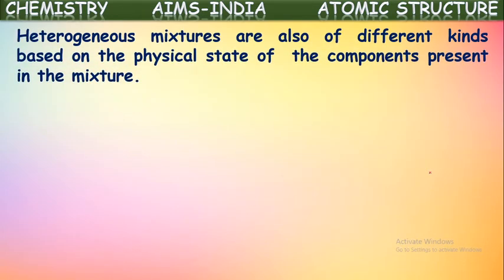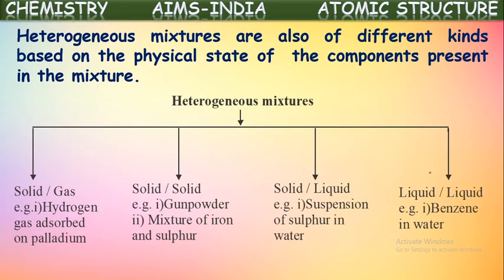Heterogeneous mixtures are also of different kinds based on the physical state of the components present in the mixture. Just as we have seen in the case of homogeneous mixtures, different kinds based upon the state of the components mixed, here in the heterogeneous mixtures also there are different kinds of mixtures based upon the physical state of the components present in the mixture. Let us see those here.